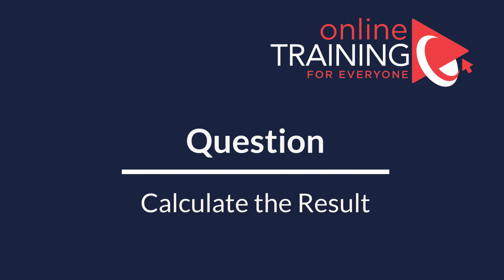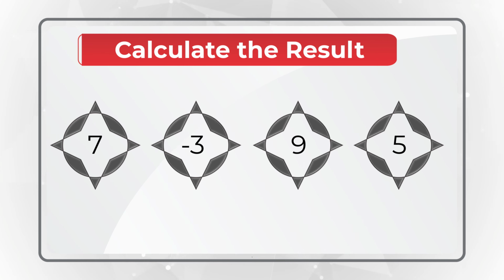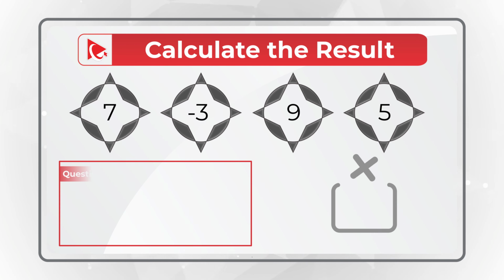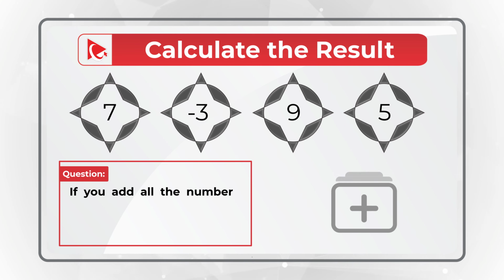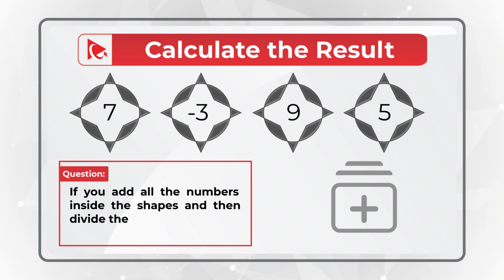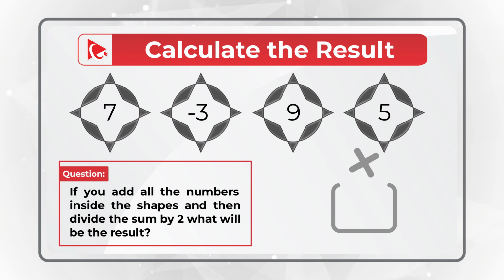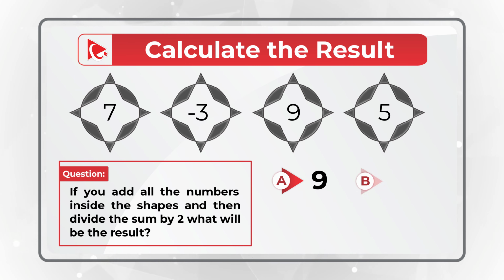Here's an amazing question to test your business math skills. You're presented with the set of numbers in the compass-like figure, and you need to add up all the numbers inside the shapes and then divide the sum by 2. You need to calculate what would be the result of this calculation, and you have 4 different choices. Choice A, 9, choice B, 12, choice C, 18, and choice D, 24.